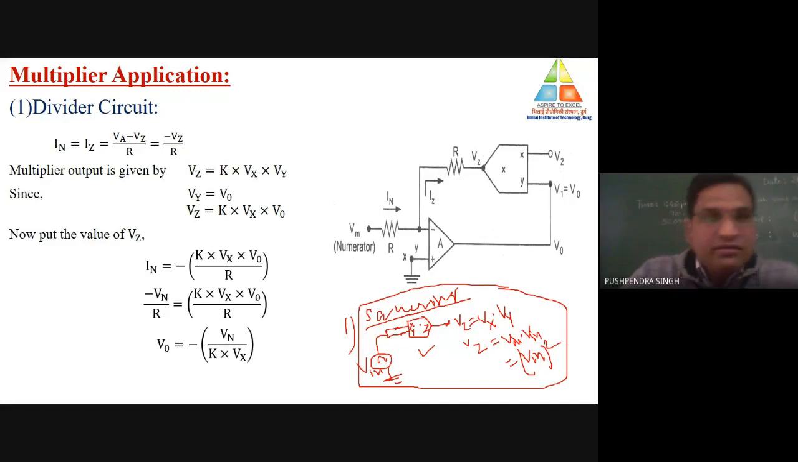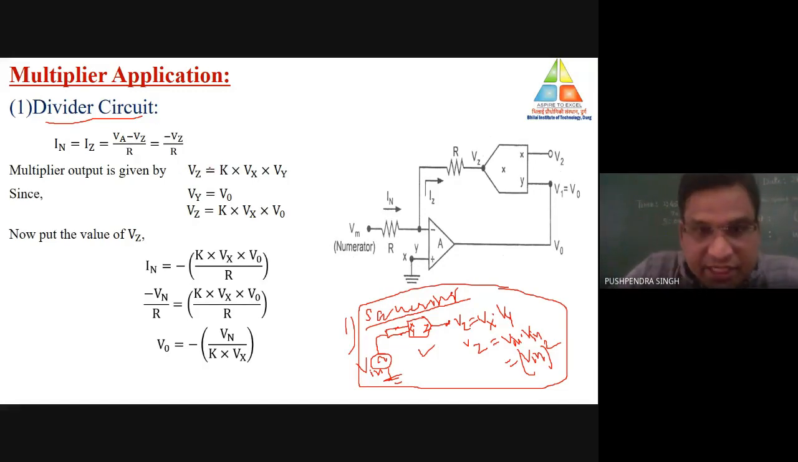Now second, which is shown in the slide, multiplier as a divider circuit. Divider, that means here we are going to derive the expression which would be in terms of the ratio of output and input, or the division of the two inputs. What will be the value of output? Output will be the division of the two inputs.